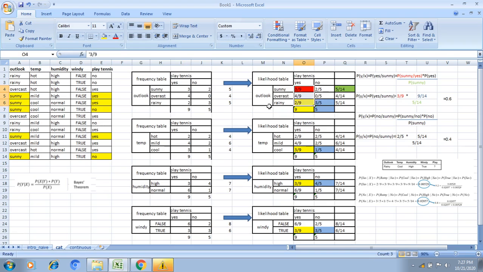Similarly, for no, I need to calculate the probability. How many no do we have? I have 5. That's why I'm dividing: 2 by 5, 0 by 5 and 3 by 5. Similarly, I took the same numerator data and the denominator is 5. I got these two columns. Now how do we calculate this one? How many sunny do we have? 5 out of 14. So 5 divided by 14, 4 divided by 14 and 5 divided by 14. I got the likelihood for outlook versus play tennis.